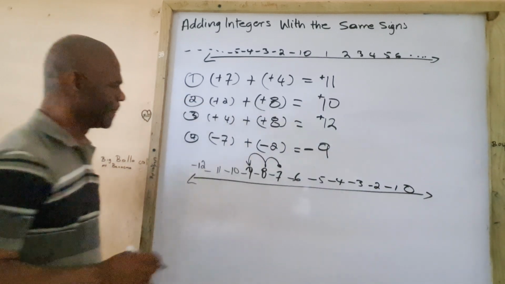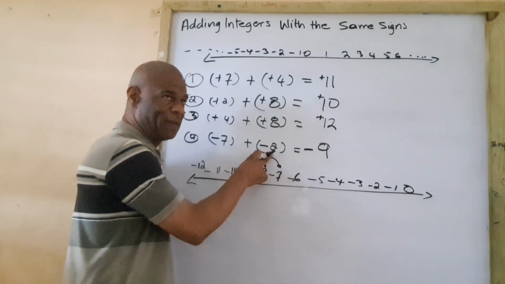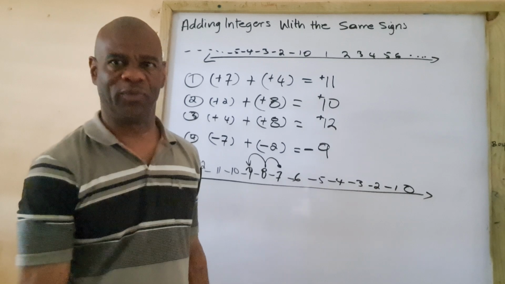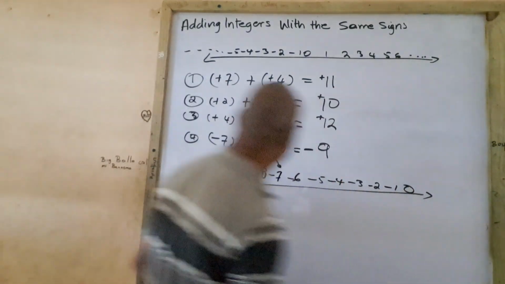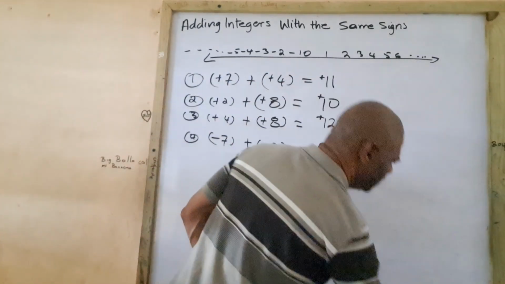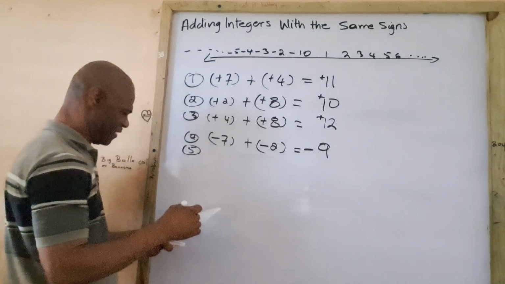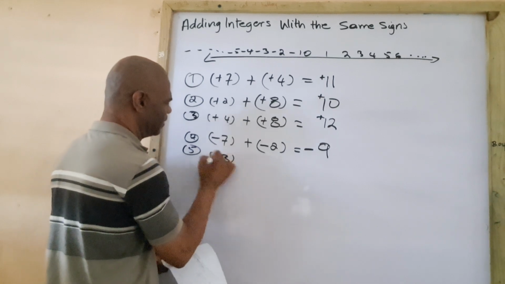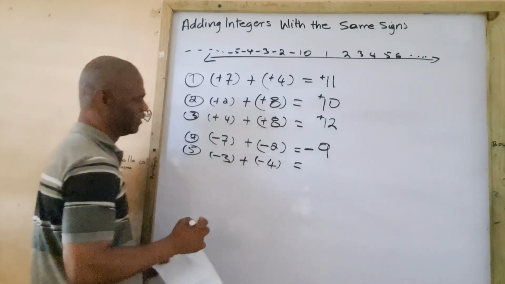So remember, the number tells us how many places we are going to move, the sign tells us which direction we are going to move in, alright? Let's do another one. And let's look at the trend. So we have now negative 3 plus negative 4. And that will give us what?